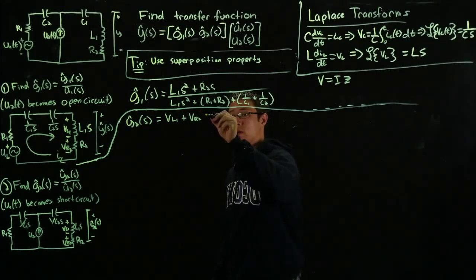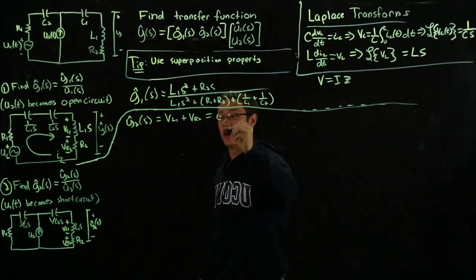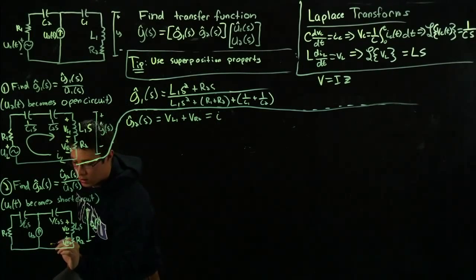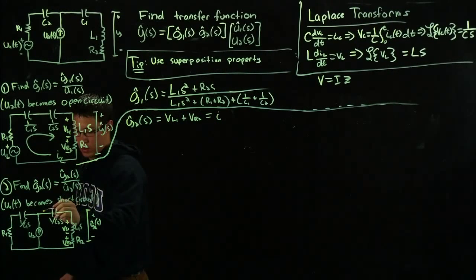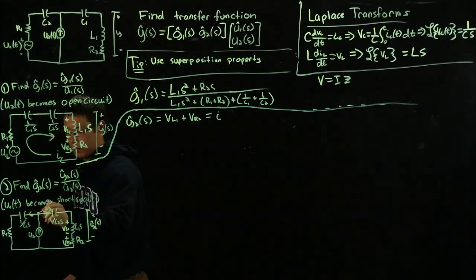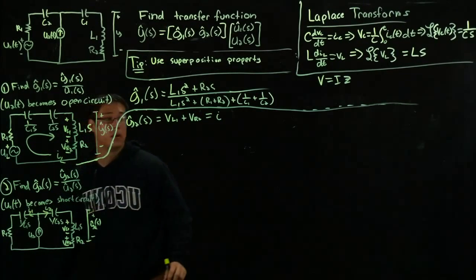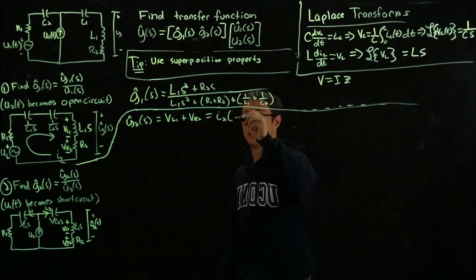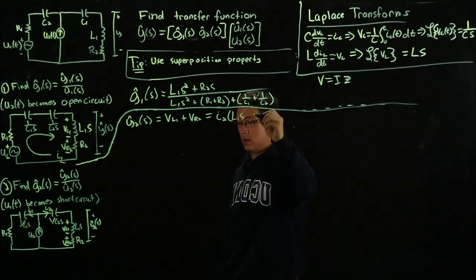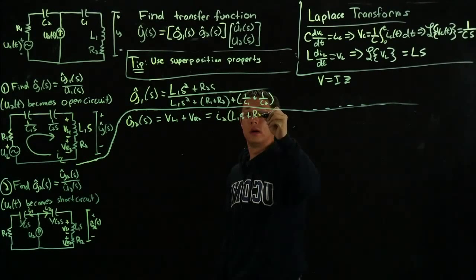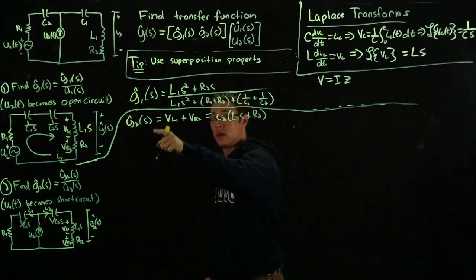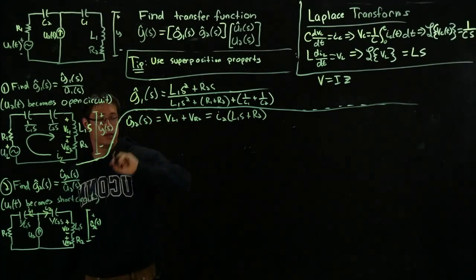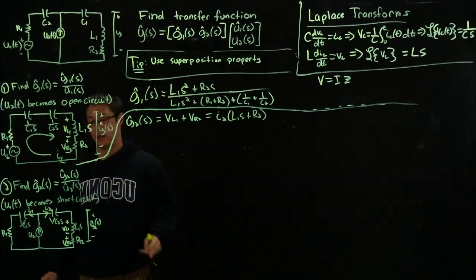We also know from before this is equal to I. Let's call this loop here I2, and we will call this I1. This is equal to I2 times the sum of the two impedances, L1S plus R2. Okay? So now the trick is, how do we find I2?